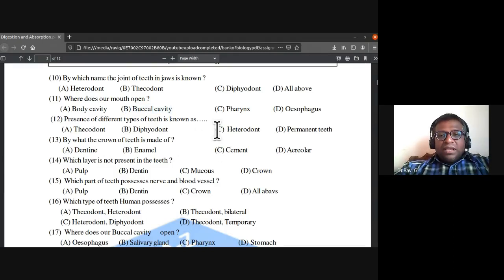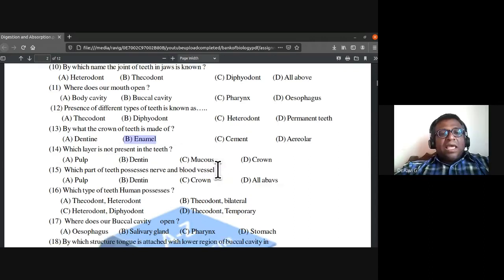So it is heterodont. What is the crown of teeth made of? The crown of teeth, what is it made up of? Is it dentine, enamel, cement, areolar? So the crown of teeth is made up of the hardest substance, that is enamel. So 13th one, B is the answer. Enamel is the hardest substance. So the crown of teeth is made of enamel.